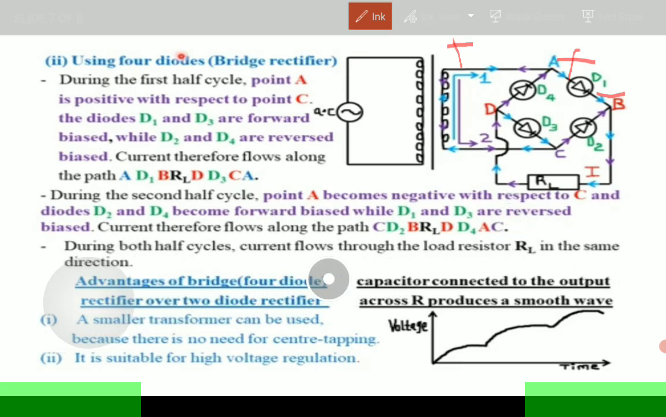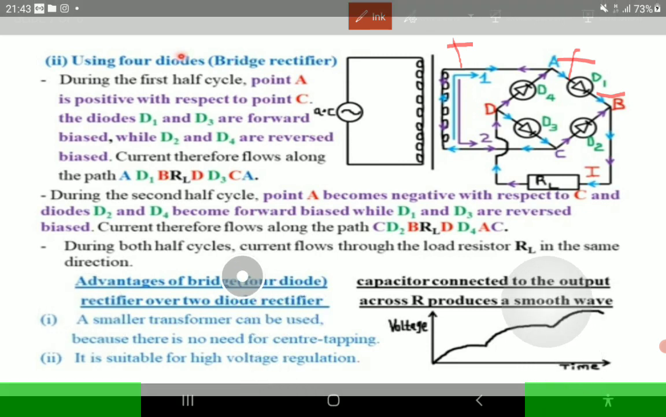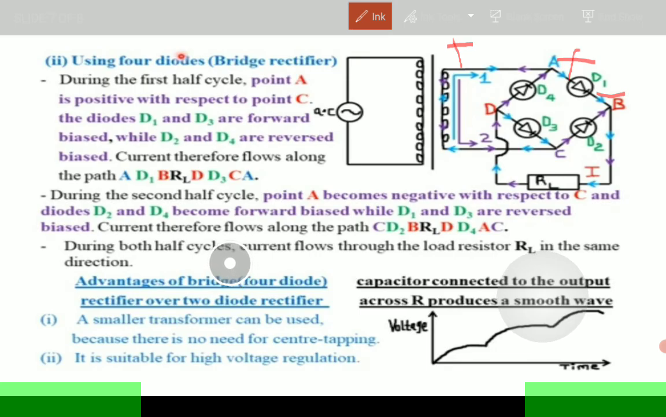So during both half cycles, current flows through the load resistor in the same direction. All right. So that's the rectification process using 4 diodes. Please follow the discussion and the diagram for you to appreciate what we are saying.